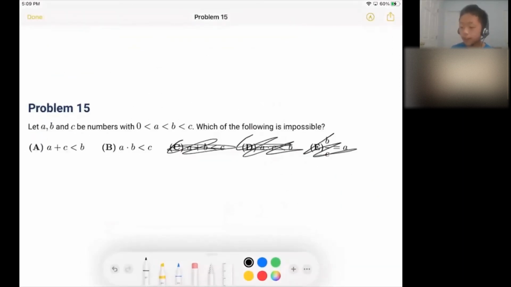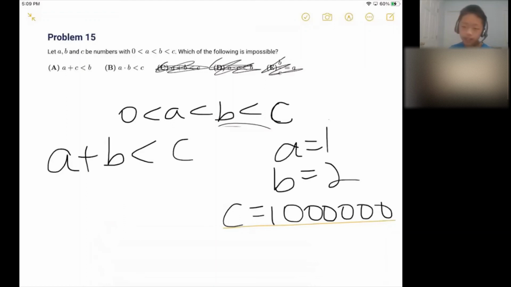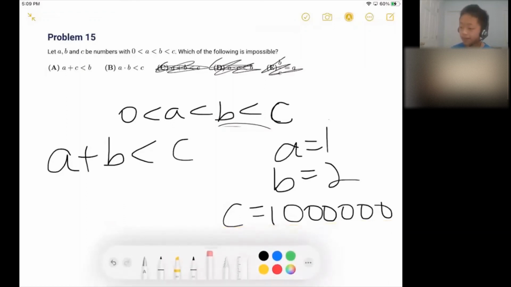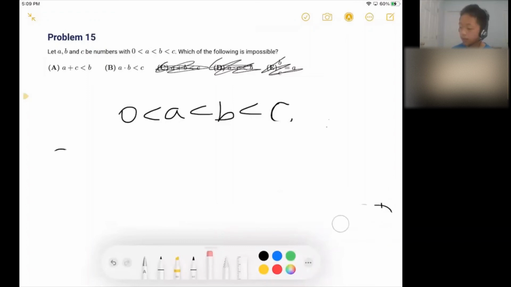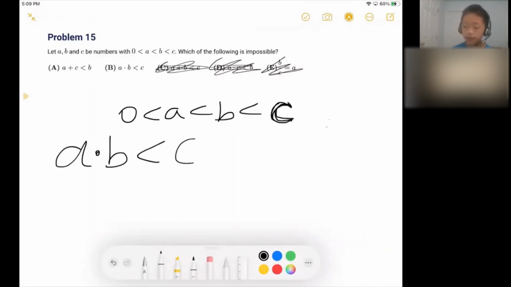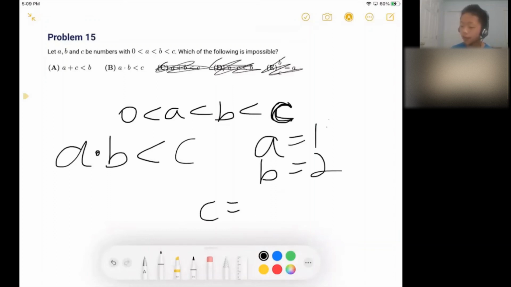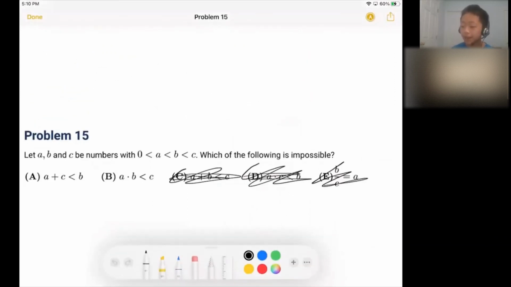Now we're left with two possible choices. Let's look at choice B next. Choice B is A times B is less than C. Is this possible? Very similar to how we eliminated choice C, of course this is possible. With the same example, if we let A equal 1, B equal 2, and C equal 1 million, then clearly A times B is 2, which is clearly less than 1 million. So choice B is also possible, and we can eliminate choice B.